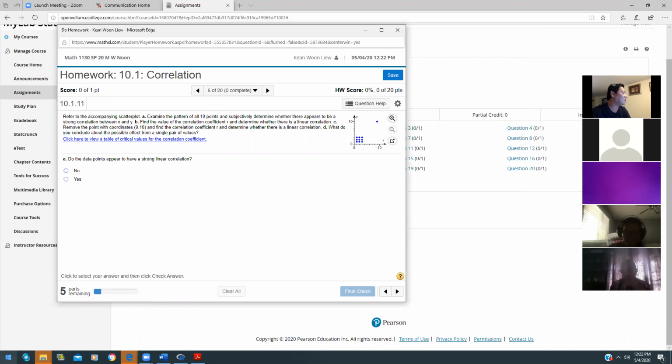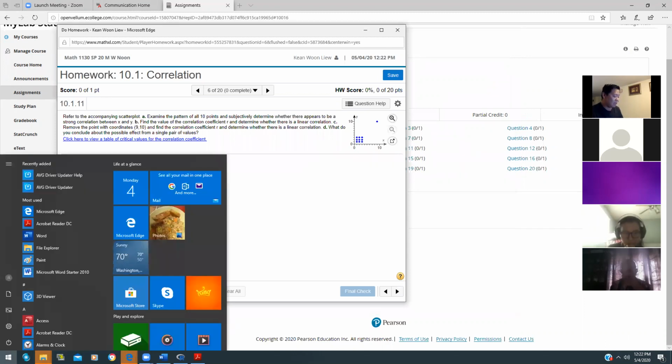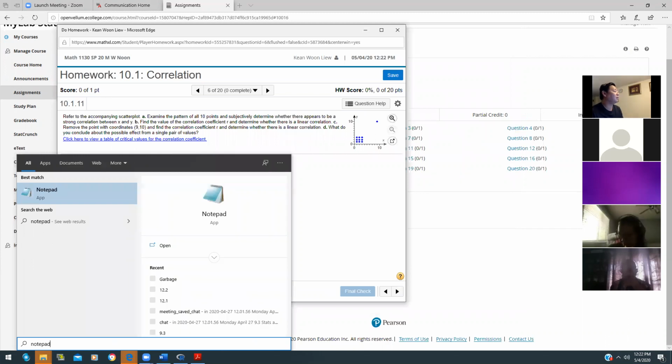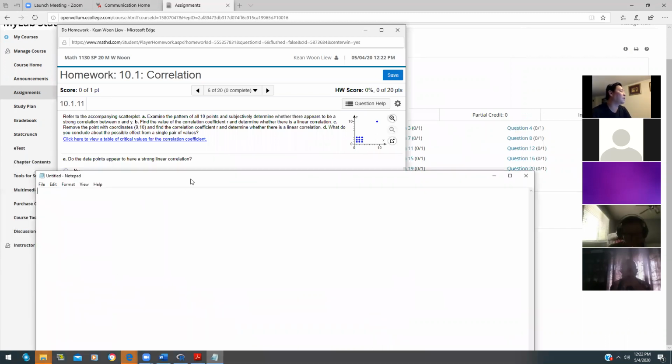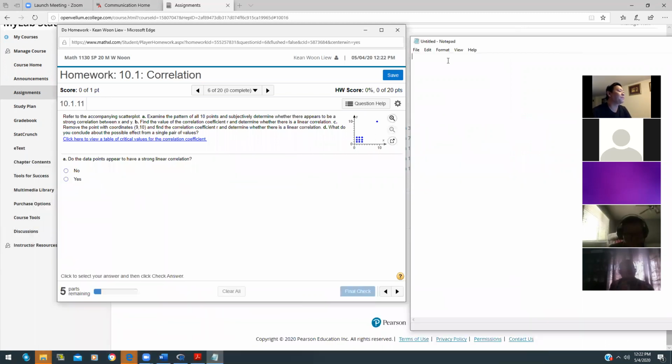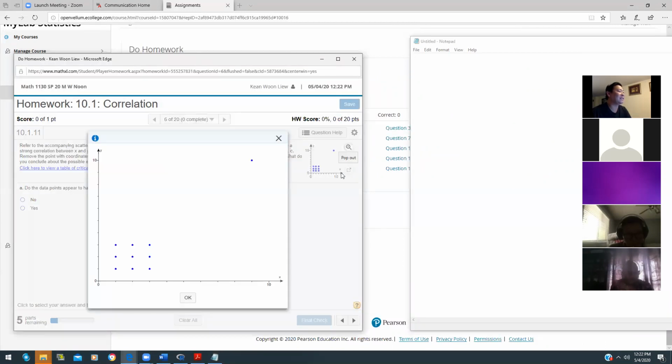So let's do this question 6 here. So let's do Notepad here. You need to enter your data into Notepad. Now, how do you enter data for this kind of question? These are given to you by coordinates. So you have to use coordinates to figure it out. So you have the X coordinates and Y coordinates. So I put X and Y, to make it easier.